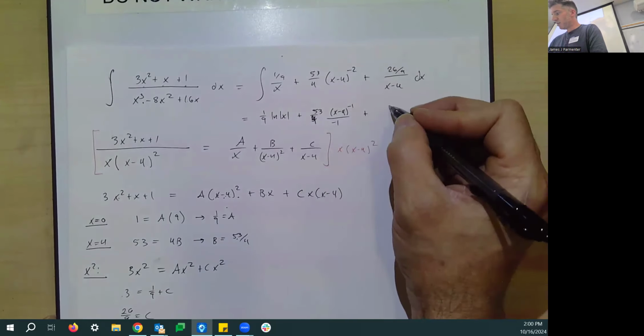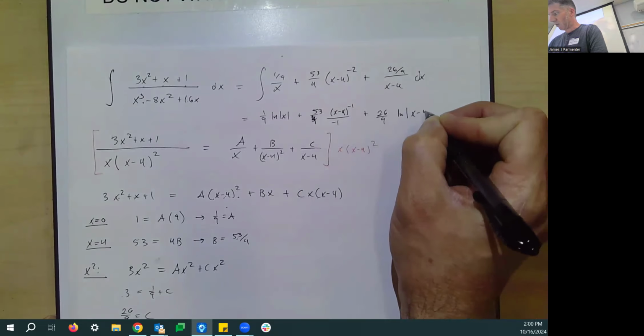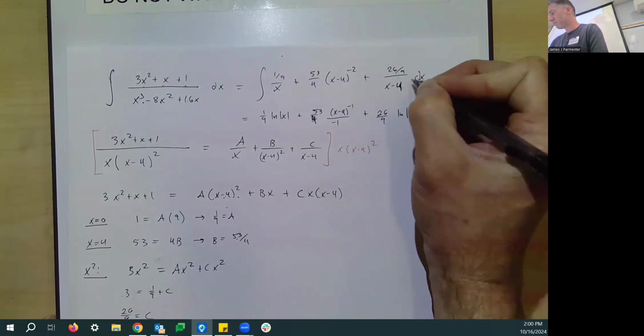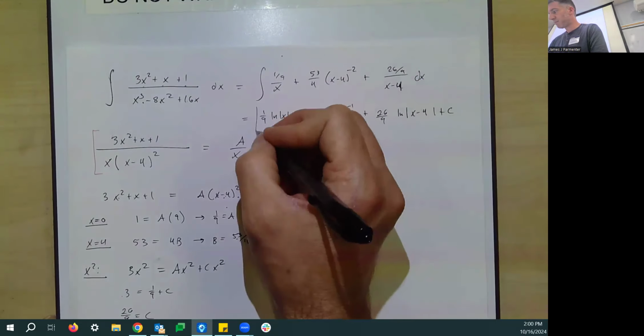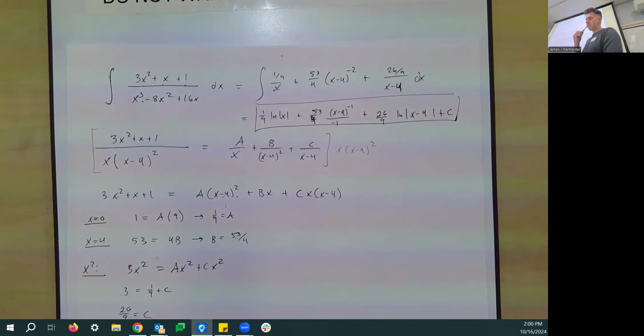Plus 47/16 natural log of the absolute value of x minus 4. That is a 4, not a u, plus C. Gross. That's time, but I felt like there was something else I wanted to say. It's not. That's it. That's all I got. Oh, I know what it was.